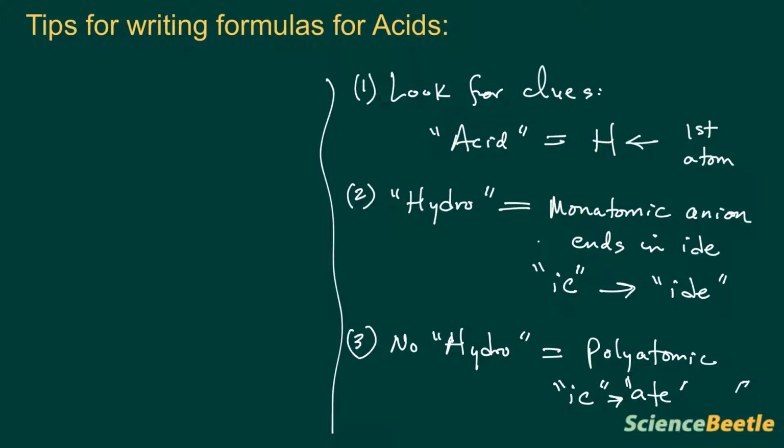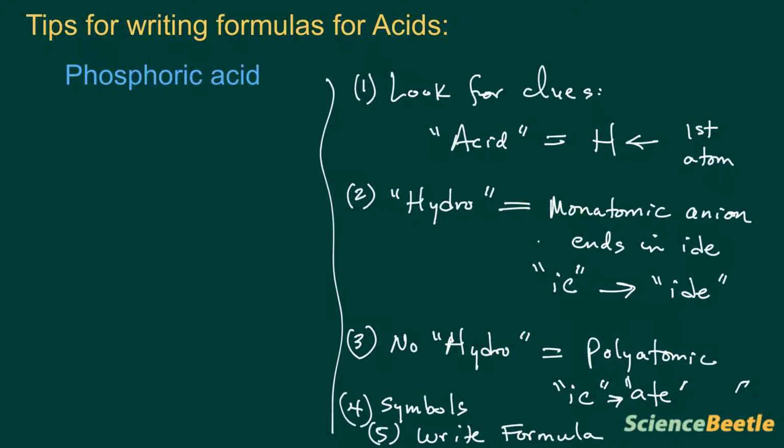And then the last tip is, once you've got all of that, at that point follow the steps for naming or writing the formulas for the other types. You're going to have to go ahead and convert to symbols, and then the last step would be to write the formula. Now keep in mind these are general steps, so let's use them to come up with the formula for the following compound. All right, so notice the compound that we've got over here on the left-hand side. Let's translate this name into the actual formula.